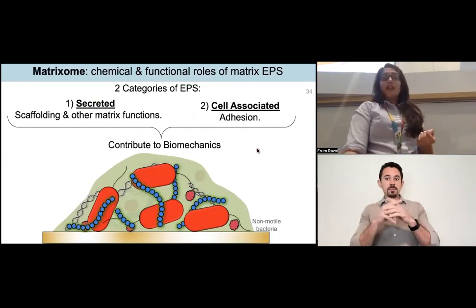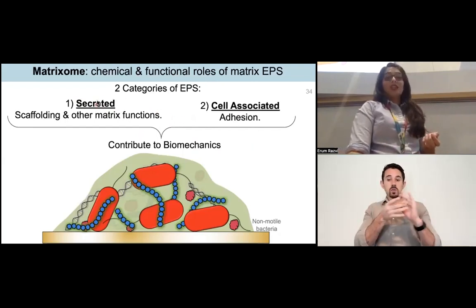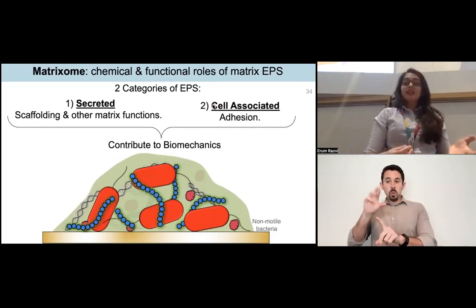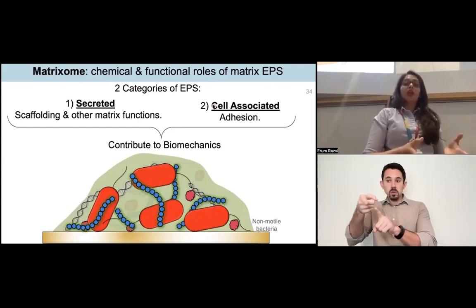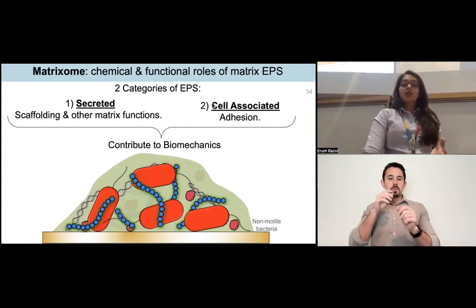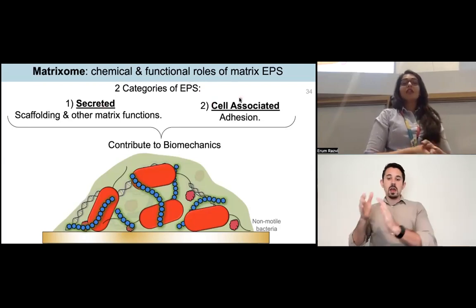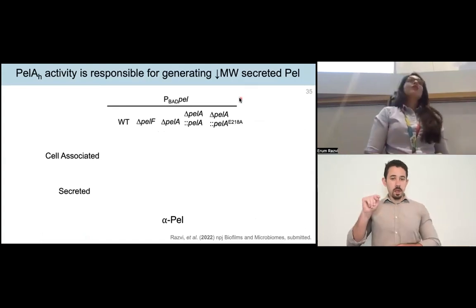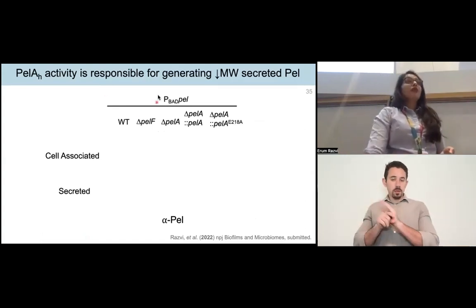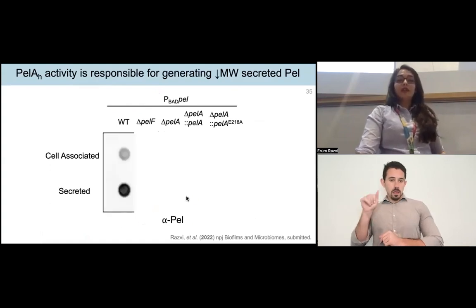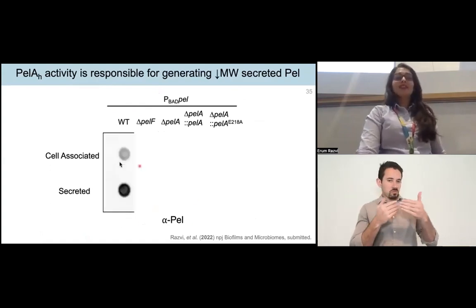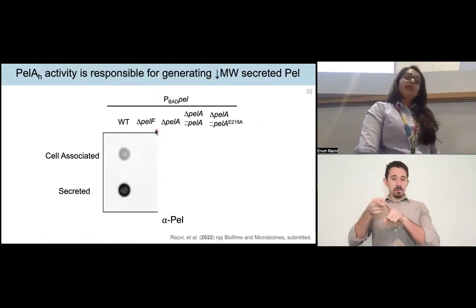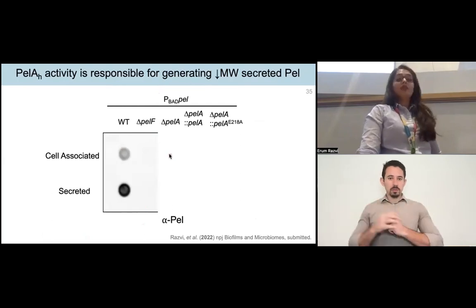Knowing that the Pel exopolysaccharide exists in a secreted and cell-associated form, we hypothesized that the increased adherence we observed in the hydrolase mutant strain could reflect an alteration in the ratio of secreted and cell-associated Pel. To probe for this, I performed a dot blot using the PBAD Pel strain background and the polyclonal Pel antibody. Taking you through this dot blot, we can see that the wild type strain produced both cell-associated and secreted Pel. As expected, delta PelF generated no Pel whatsoever.